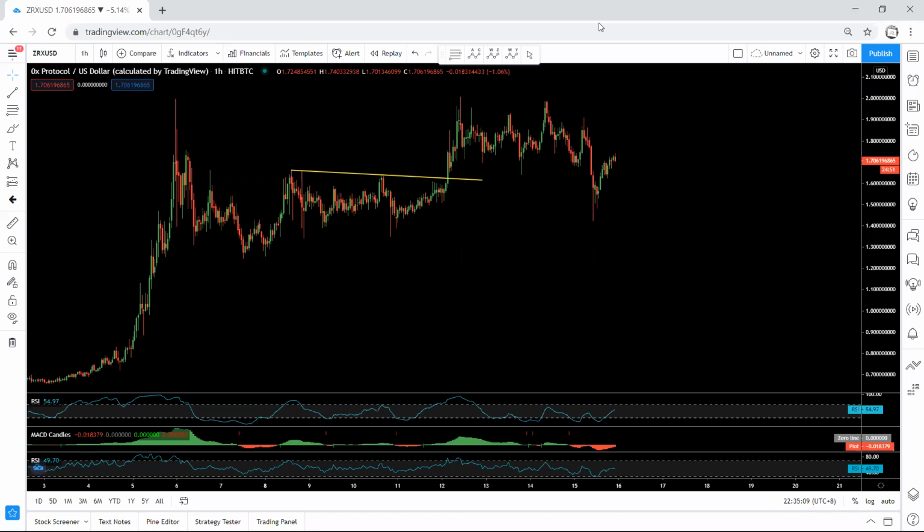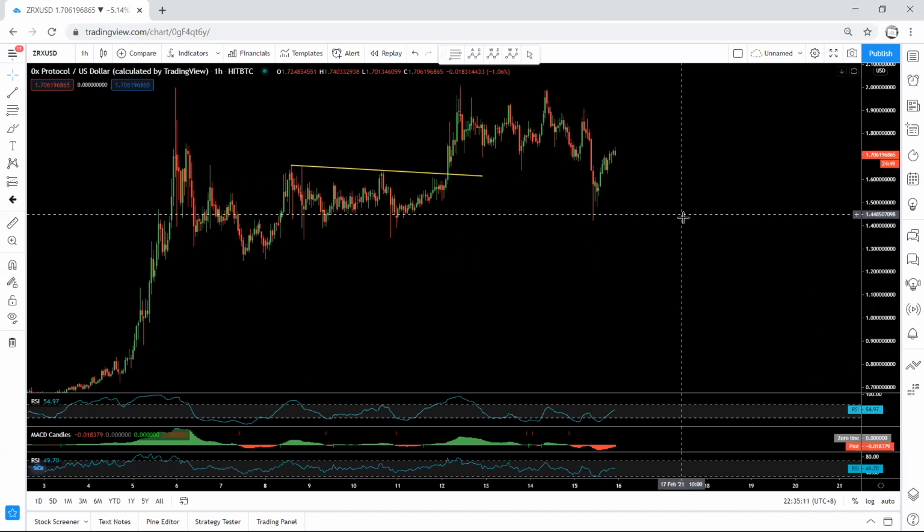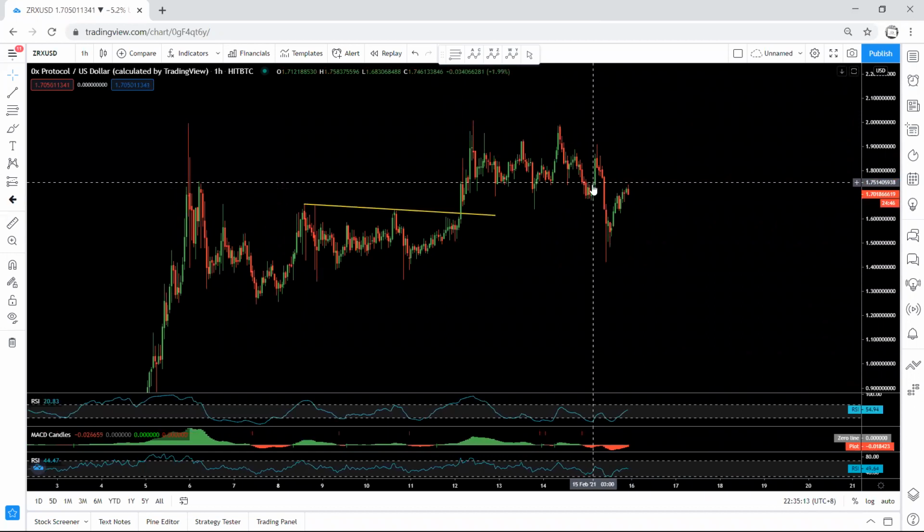We start with the 1 hour chart. First of all, I refer to my last video when the price was within this range. We mentioned that we're looking for buy, whether the price breaks this low or not, and if it breaks this low, it is better for us.